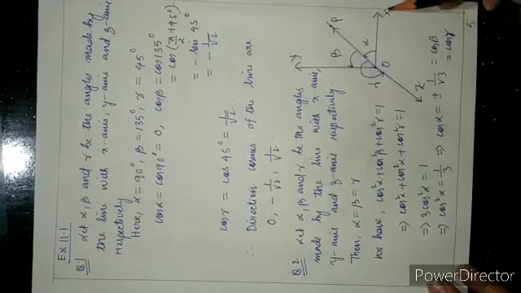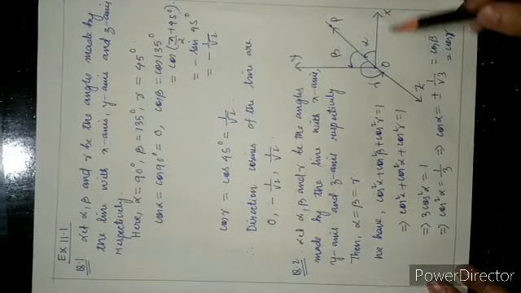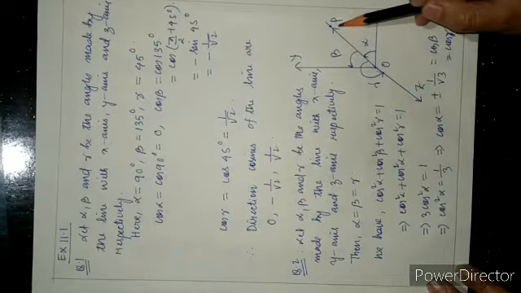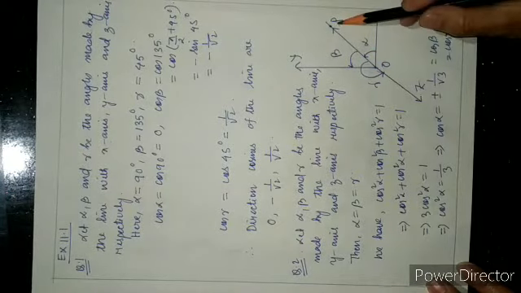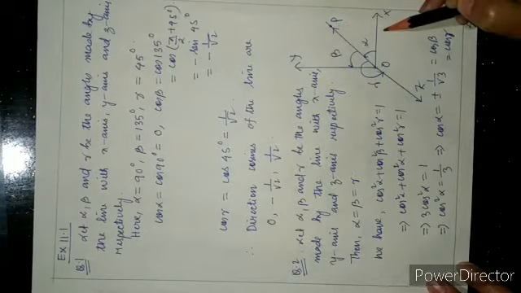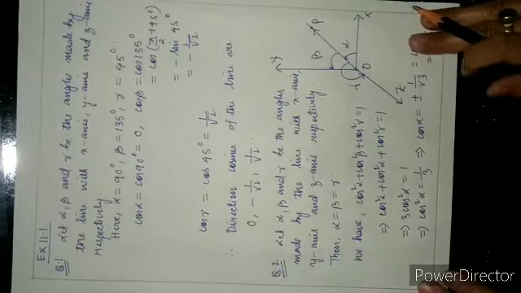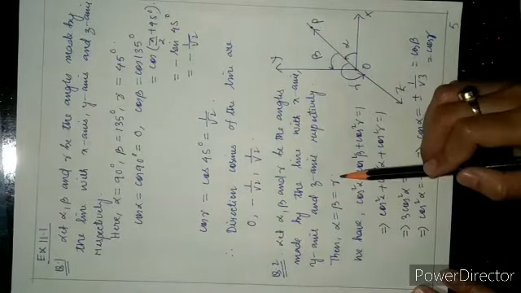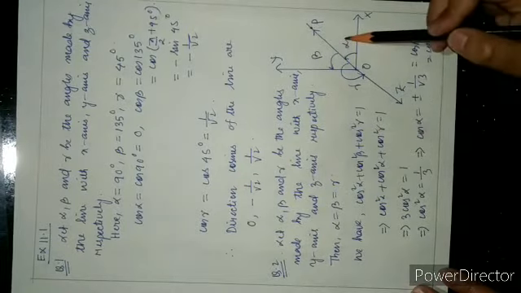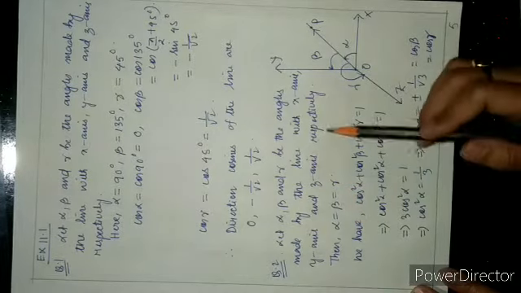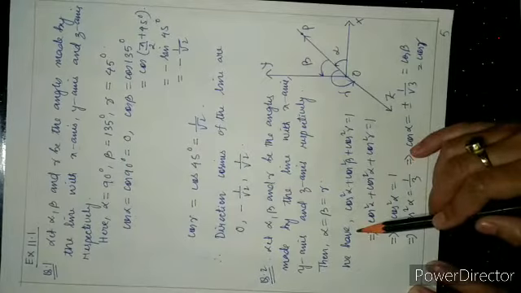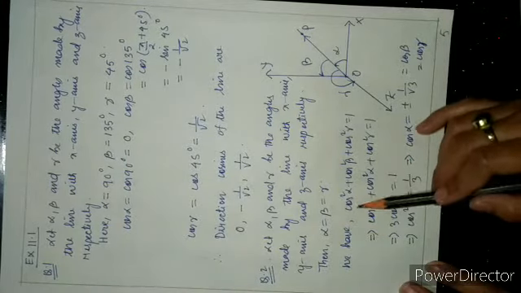Consider the axes x-axis, y-axis and z-axis, OX, OY, OZ, and a directed line OP. Let alpha, beta, gamma be the angles made by this directed line OP with x-axis, y-axis and z-axis. Then alpha equals beta equals gamma, since the line makes the same angle with all the axes. Then we have the relation between direction cosines of a line.